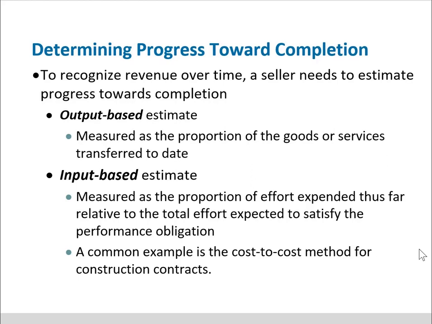The other option here are input-based estimates of progress towards completion of a performance obligation. These input-based estimates measure the proportion of effort expended so far relative to the total effort expected to be expended in order to satisfy the performance obligation. A common input-based method is called the cost-to-cost ratio. The cost-to-cost ratio compares the cost incurred to date to the estimated total cost expected to be incurred, generally in a long-term construction contract.